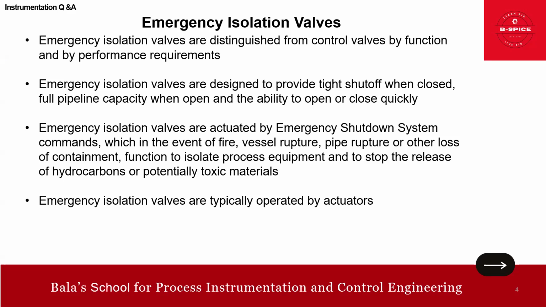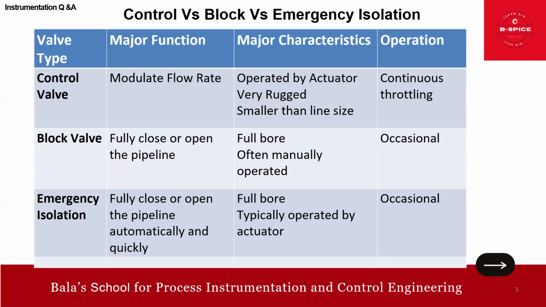So now we have seen the basics of control valve, block valve, and emergency isolation valve. Now we go into the climax, the main intent of this video. I have categorized this as major function, characteristics, and operation. Control valve, as we all know, is a modulator. It's a modulating function. Major characteristic: it's operated by an actuator, very rugged, smaller than the line size, one size smaller. Operation-wise, it is continuous throttling.